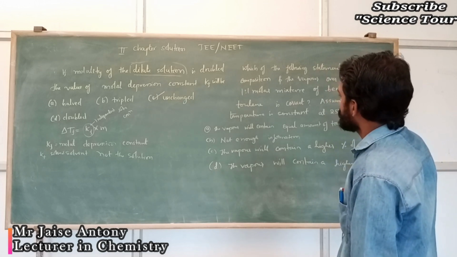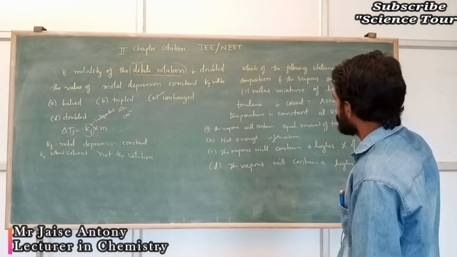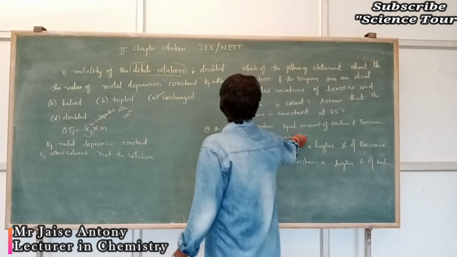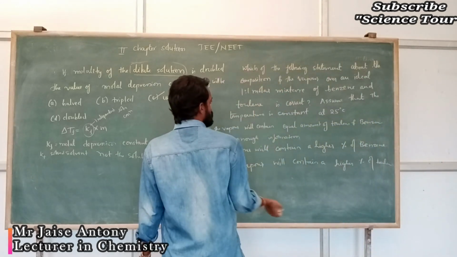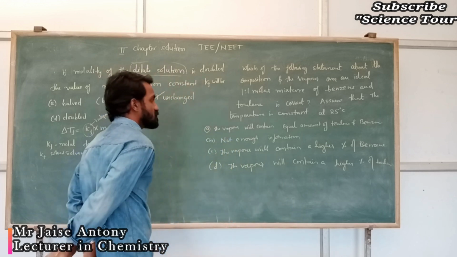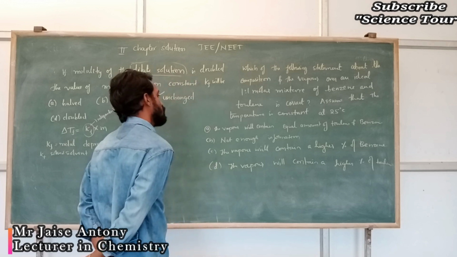You have to find out. The options given are: A, the vapor will contain equal amounts of toluene and benzene; B, not enough information to make a prediction; C, the vapor will contain a higher percentage of benzene; and D, the vapor will contain a higher percentage of toluene.